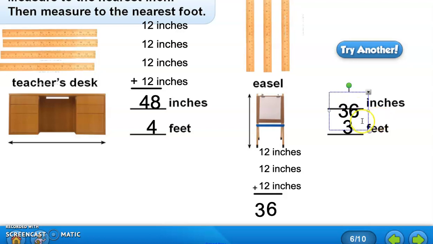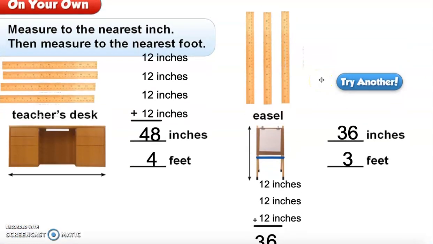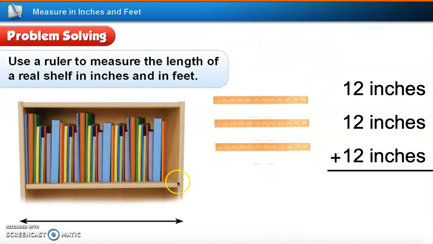And I could say either one. I could say my easel is 36 inches long, or I could say that my easel is 3 feet long. Either way, both would be correct. Okay, let's do one more object.